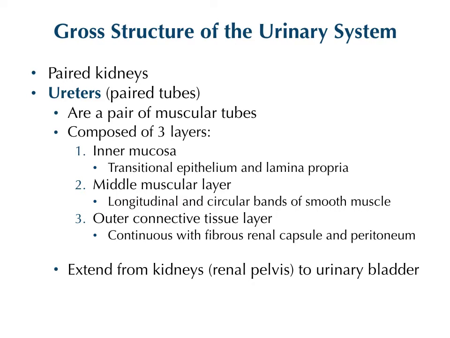From our paired kidneys, we have the bilateral ureters that are thin, 3 to 4 millimeter wide tubular structures that are about 30 centimeters long and extend to the urinary bladder, where they will transport urine from the renal pelvis to the bladder.